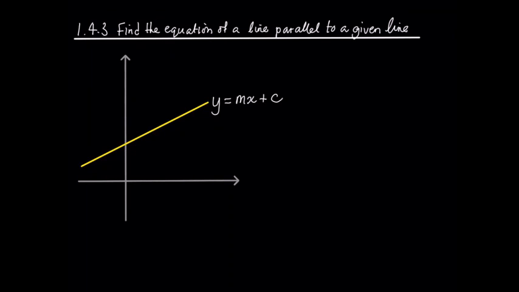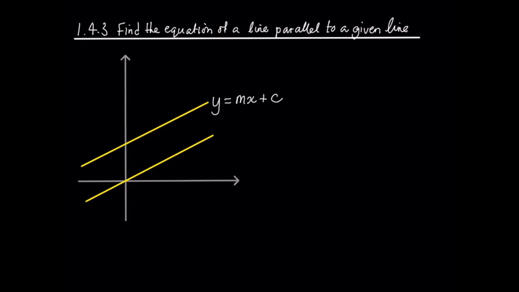In this part of the lecture, we'll learn how to find the equation of a line that's parallel to a given line. Let's look at our coordinate axes. We can see there's a line y equals mx plus c. If we put a parallel line on there, the thing in common between these two lines is that they have the same slope or the same gradient.